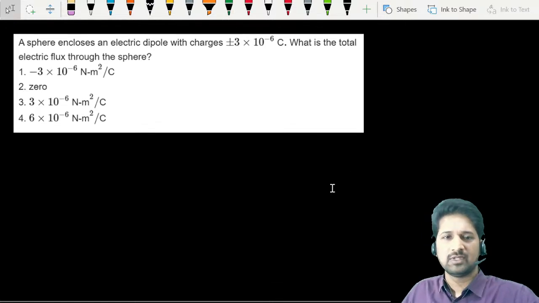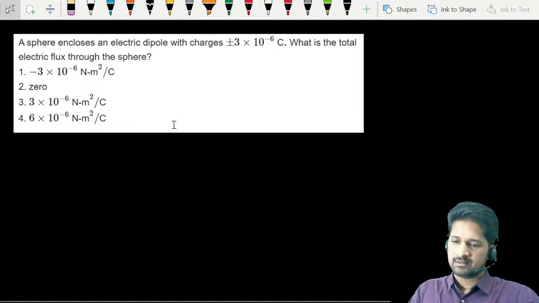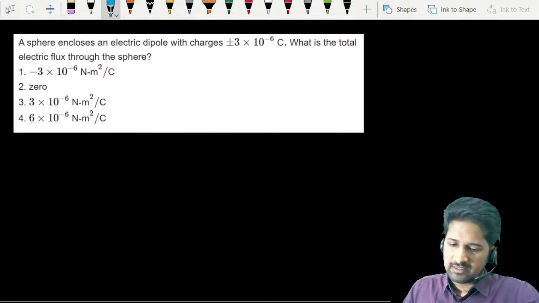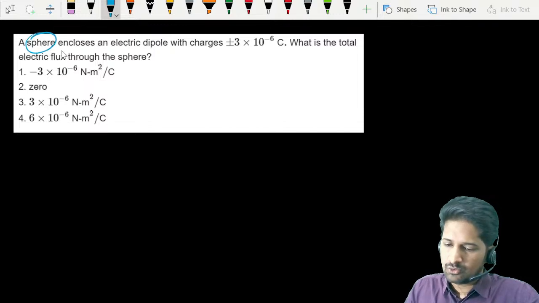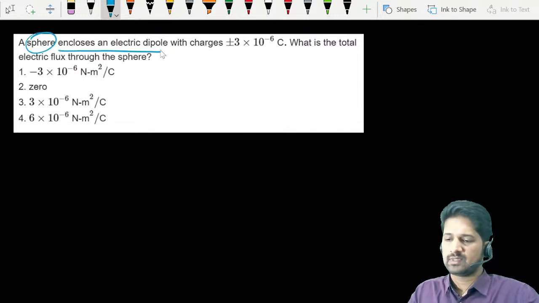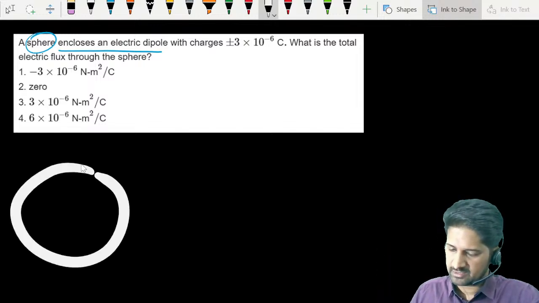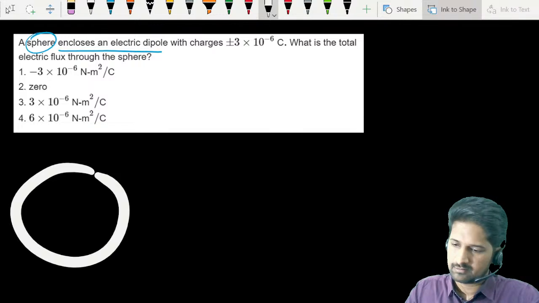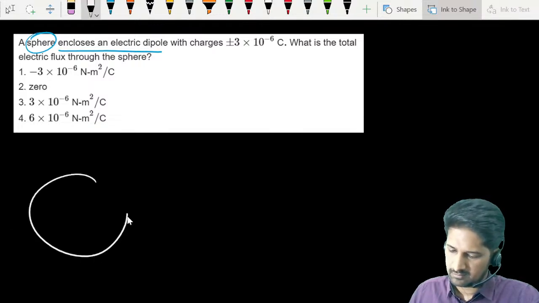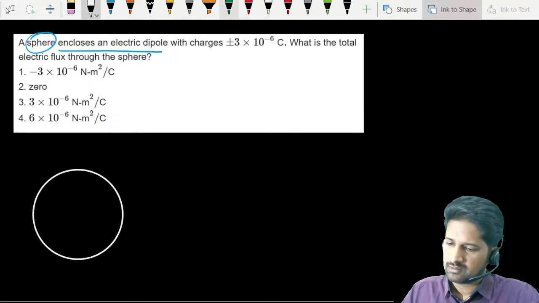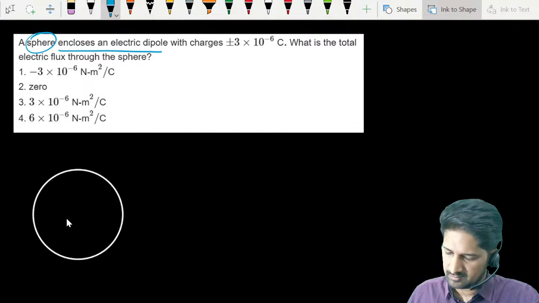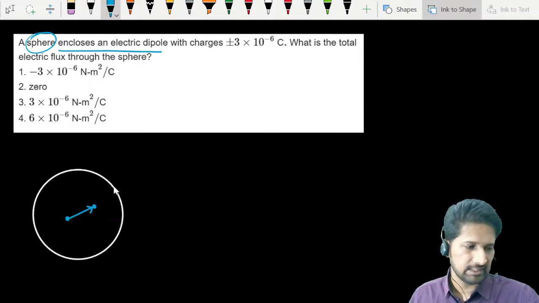Right. Let's move on to the next question. A sphere encloses an electric dipole. What does that mean? The dipole is completely inside the sphere. Let's visualize the situation. Okay, and consider a dipole inside it. We don't know how exactly it is placed. So let's say there is a dipole like this.